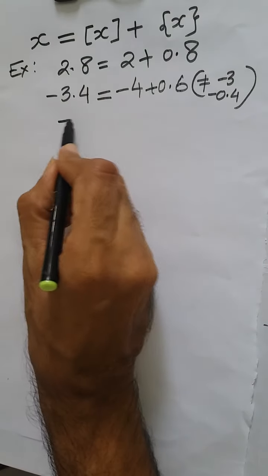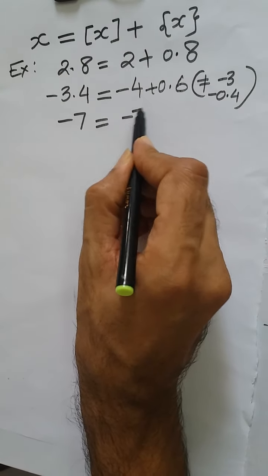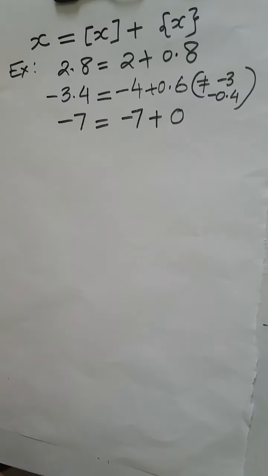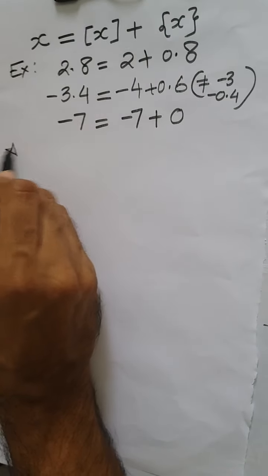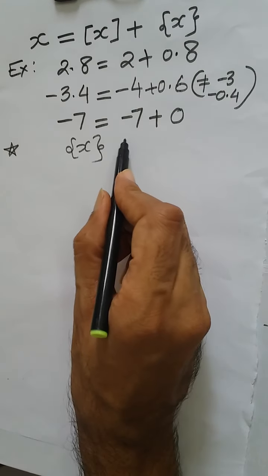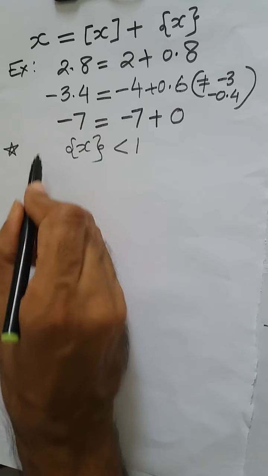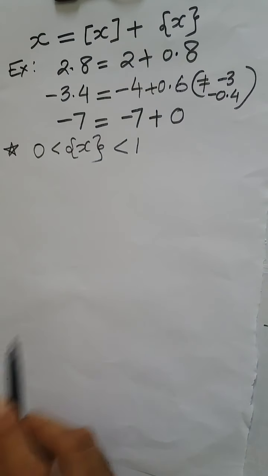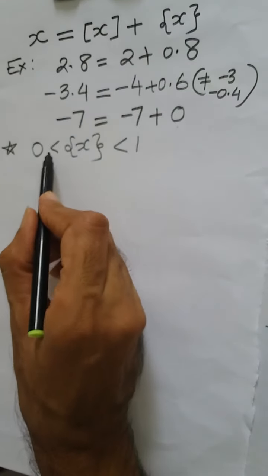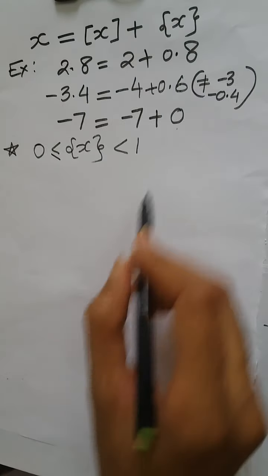Similarly, if a number is purely integral, what is the fractional part? It is 0. So in short, the fractional part of x is a positive fraction lying between 0 and 1. Is 0 included? Yes, it is included. So it is between 0 and 1.